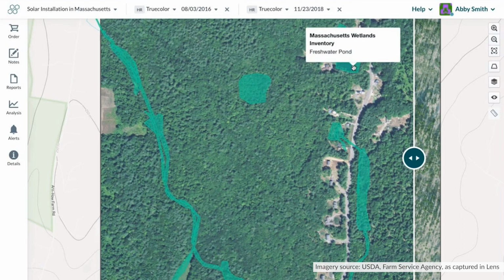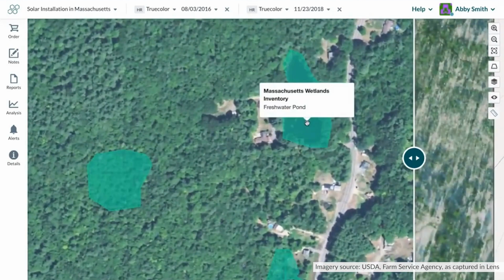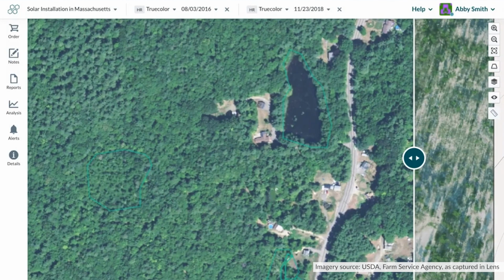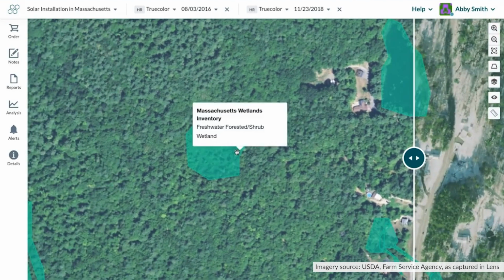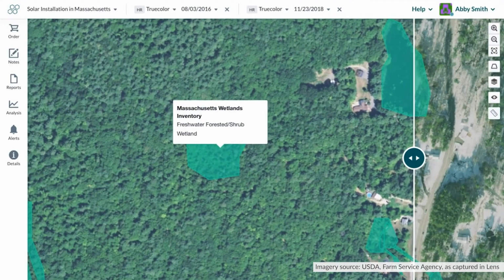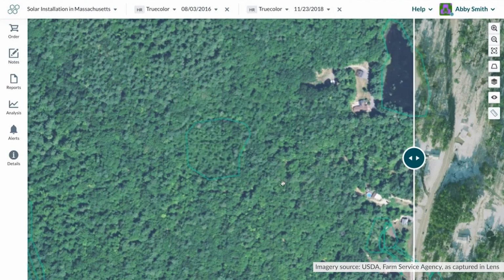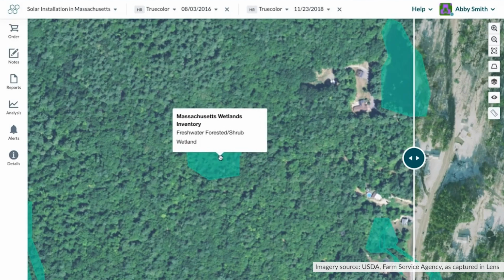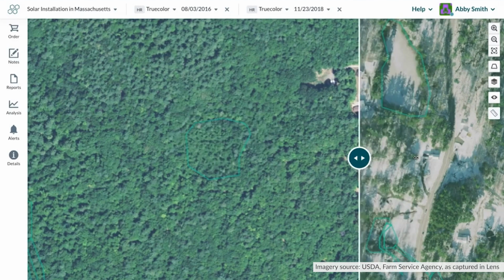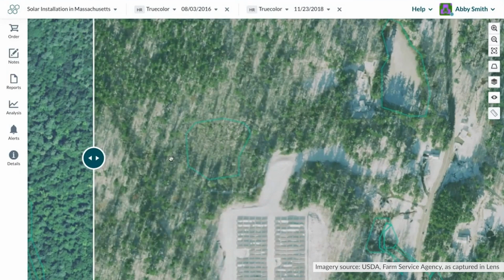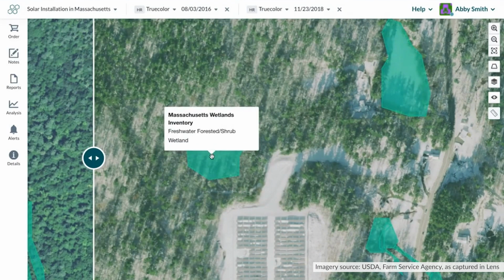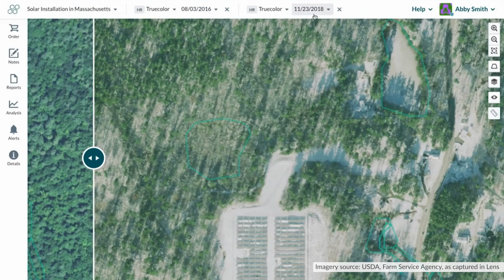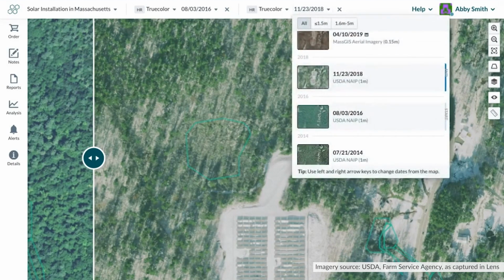So for example, this area here on the top right, it's referred to as a freshwater pond in the Wetlands Inventory dataset, and it looks like that's still a pretty accurate delineation of that pond. But over here, we can see this freshwater forested shrub wetland. It's hard to see. It might be a seasonal thing, it may be covered in trees at this time of year, but it's really hard to tell whether there's a wetland under there or not. In the 2018 data, again, it's pretty hard to see, and it may be a seasonal wetland. So we want to look at a few different points in time to make sure.